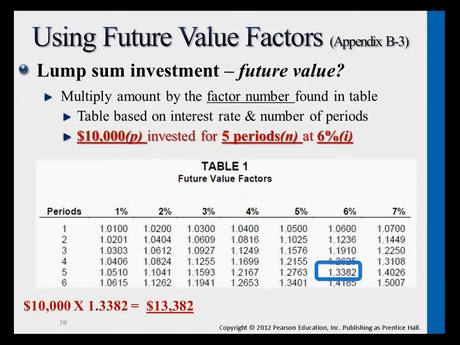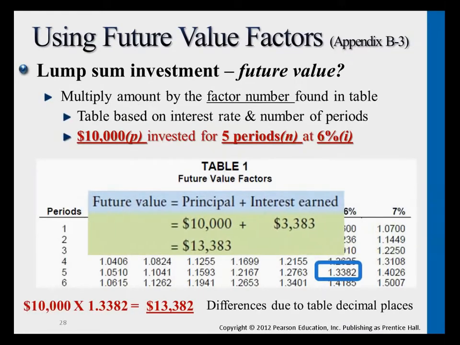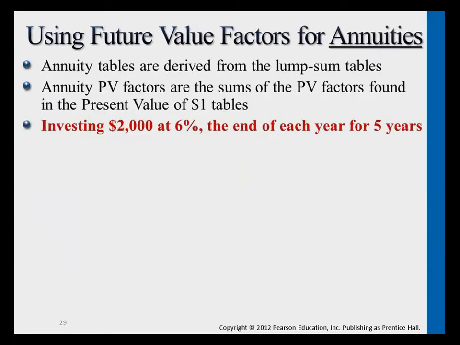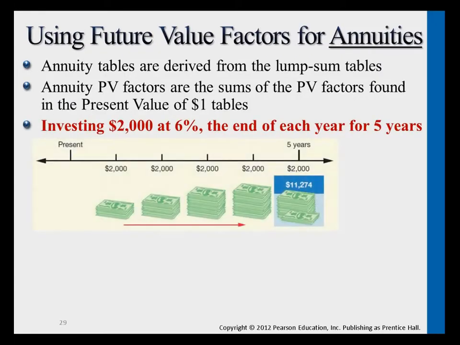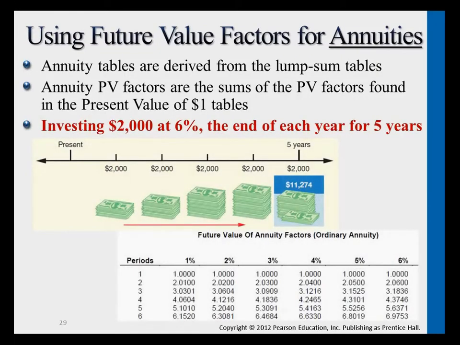So the previous table said future value factors, and that was for the lump sum. For the annuity, we're using future value of annuity factors. Okay, make sure you use the right one. All right, so let's go next.